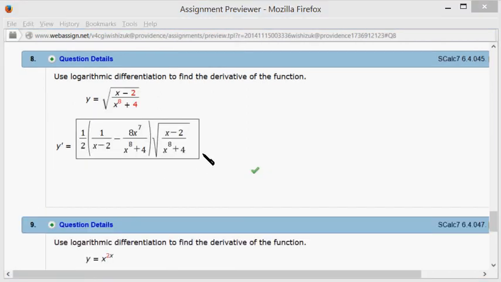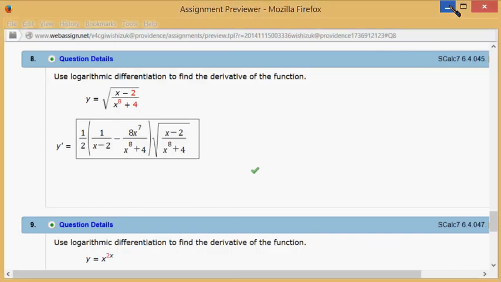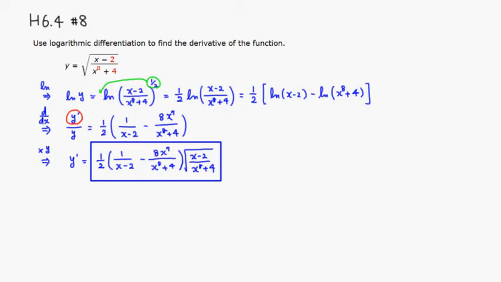It came back and looks like we got this one correctly. That's it. I hope that this was clear.